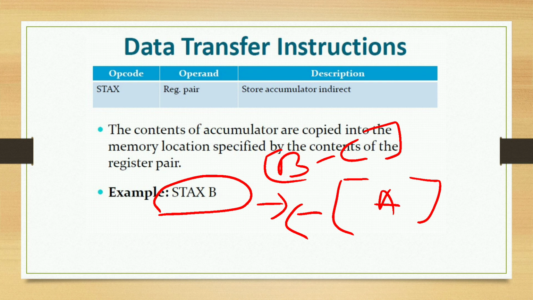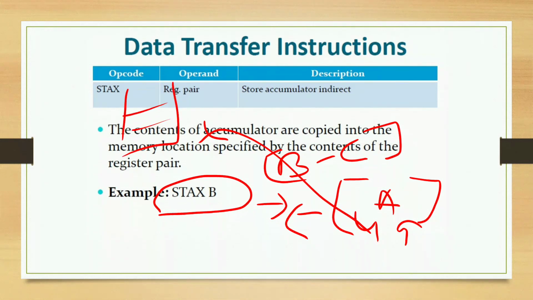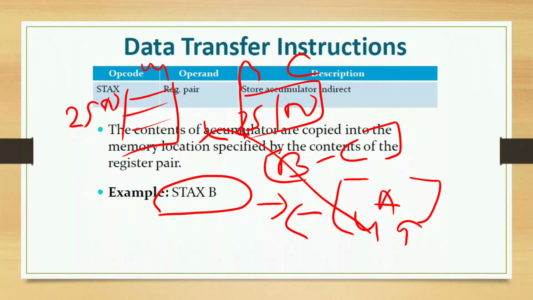In this instruction, the content of the accumulator, suppose 49, is stored in the memory. Suppose this is the memory whose address is in the BC register pair. Suppose BC contains the address 2500. Here is 2500. In this location, the content of the accumulator, that is 49, is stored.